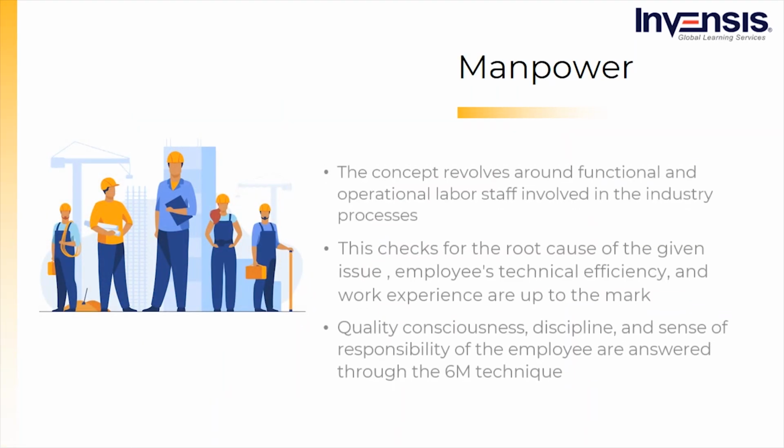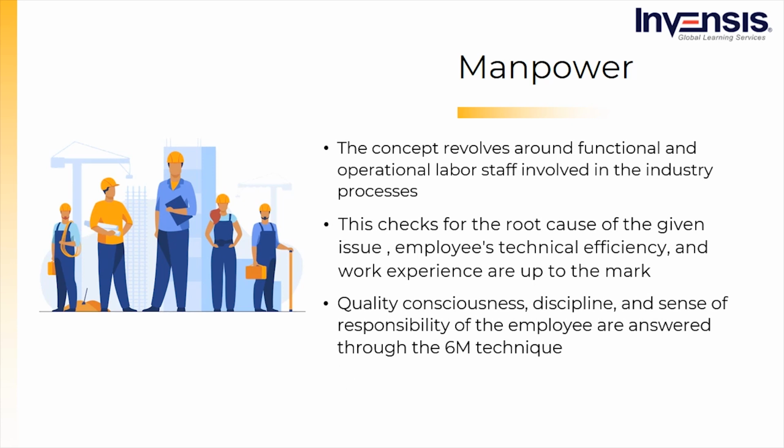Manpower. The concept revolves around functional and operational labor staff involved in the industry processes, that is, product design and delivery. This checks for the root cause of the given issue. And it also checks whether the employee's technical efficiency and work experience are up to the mark. Quality consciousness, discipline, and sense of responsibility of the employee are answered through the 6M technique. It ensures that a greater number of staff are adequately and consistently trained.